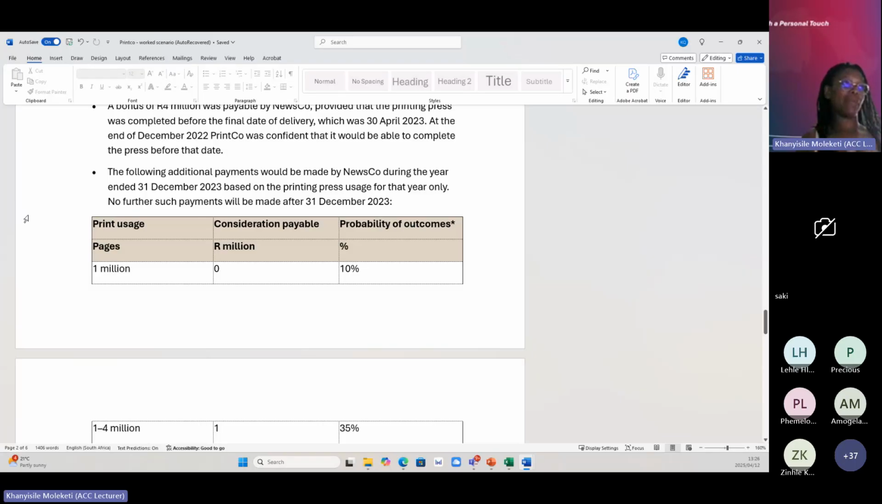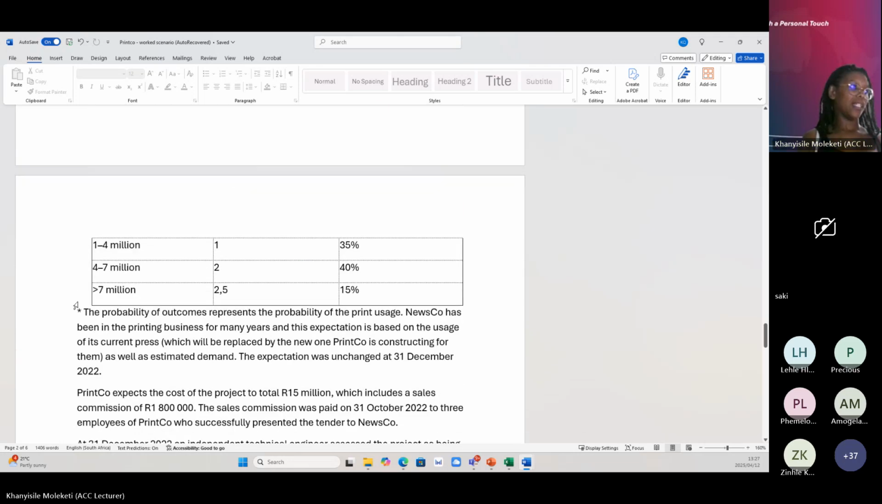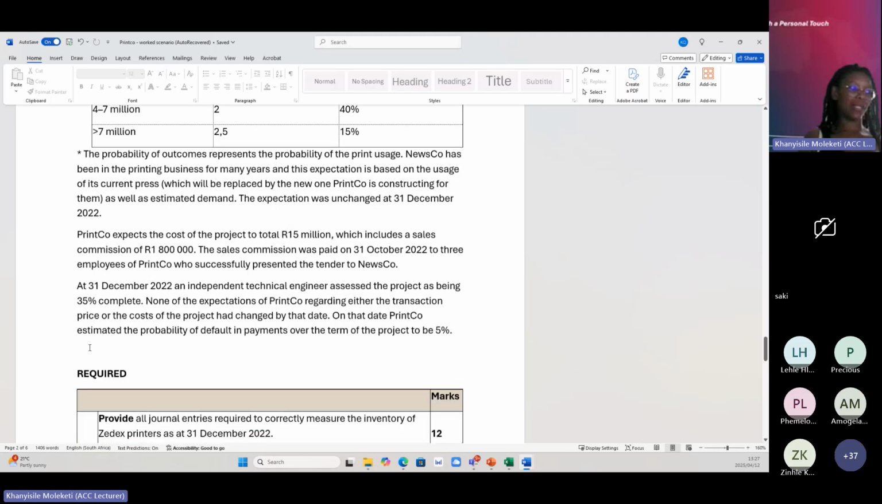Then they give us additional payments that will be made by NewsCo during the year of December 2023, based on the printing press usage only for that year. Okay, then they give us this usage. Love it. This probability, they say it's actually reliable because NewsCo has been in this business for a while. So they actually know how to use this and how to make this estimate.